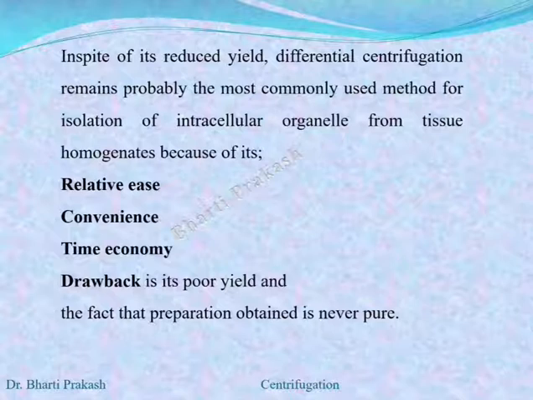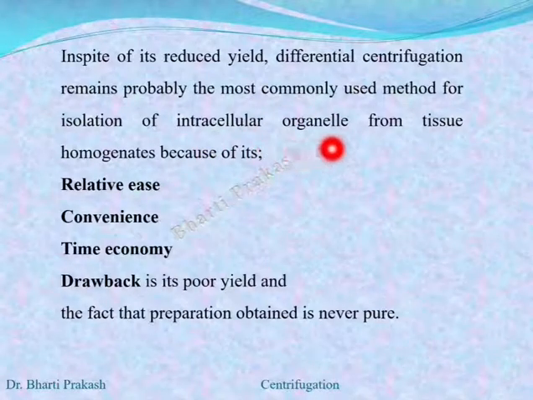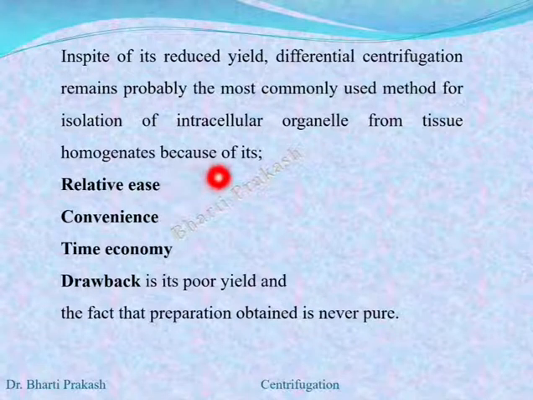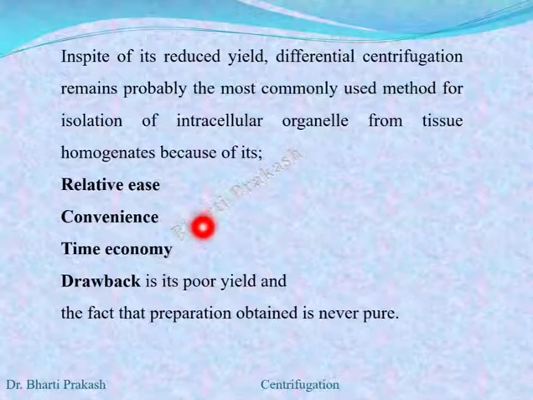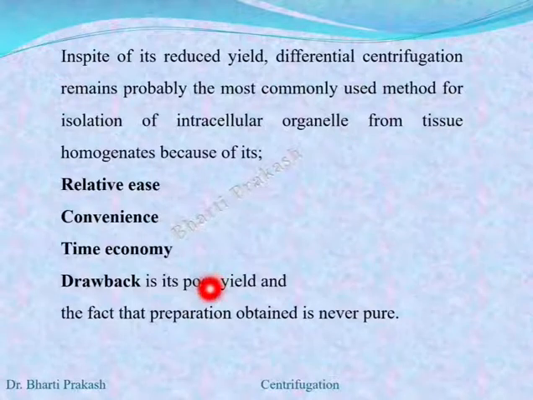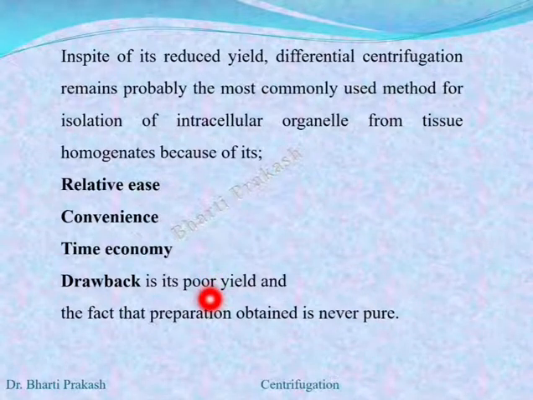Now, in spite of its reduced yield, the differential centrifugation remains till date probably the most commonly used method for isolation of intracellular organelles from the tissue homogenates. Why? Because of its relative ease, because it is very convenient, and because it saves time. It is time economical, but there are a few drawbacks also with this, because it has a poor yield and the preparation obtained by it is never pure.